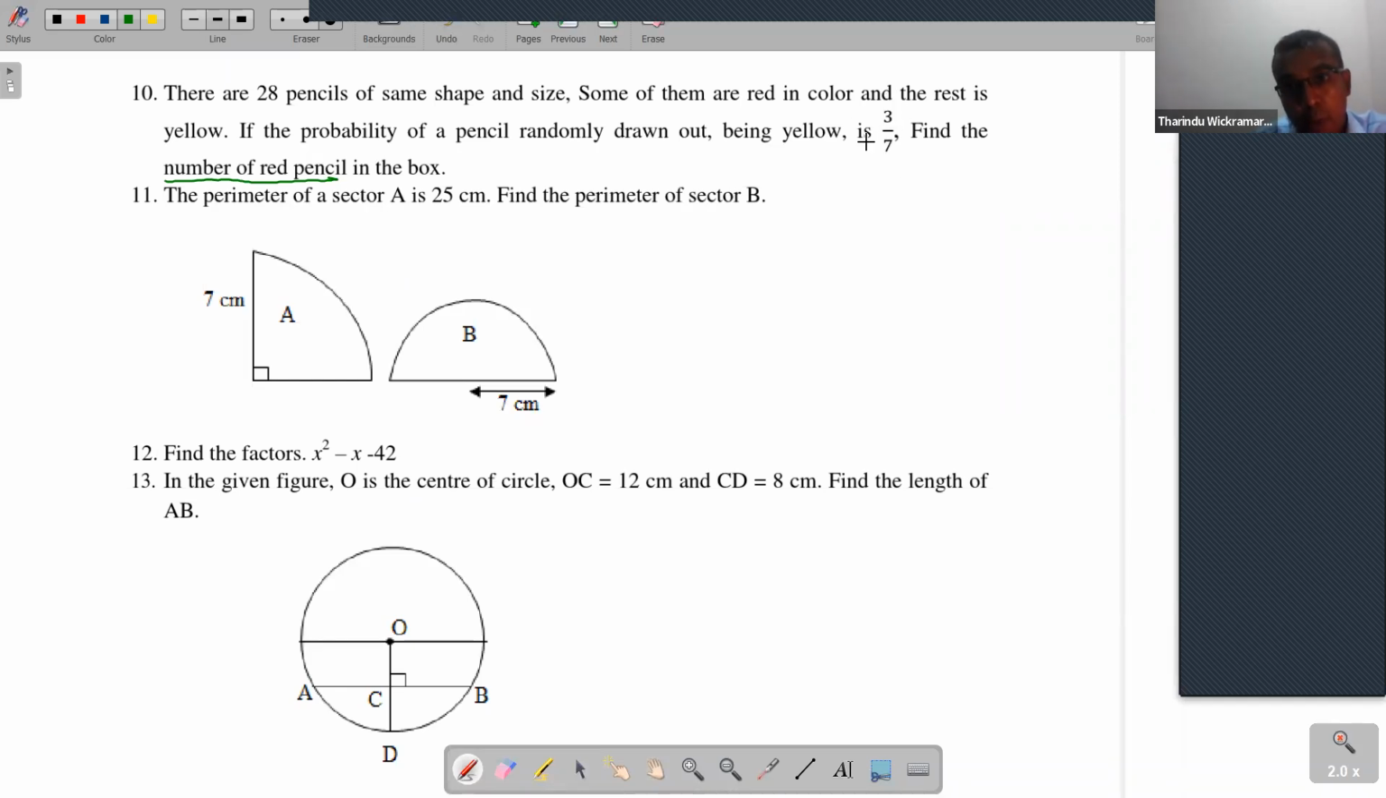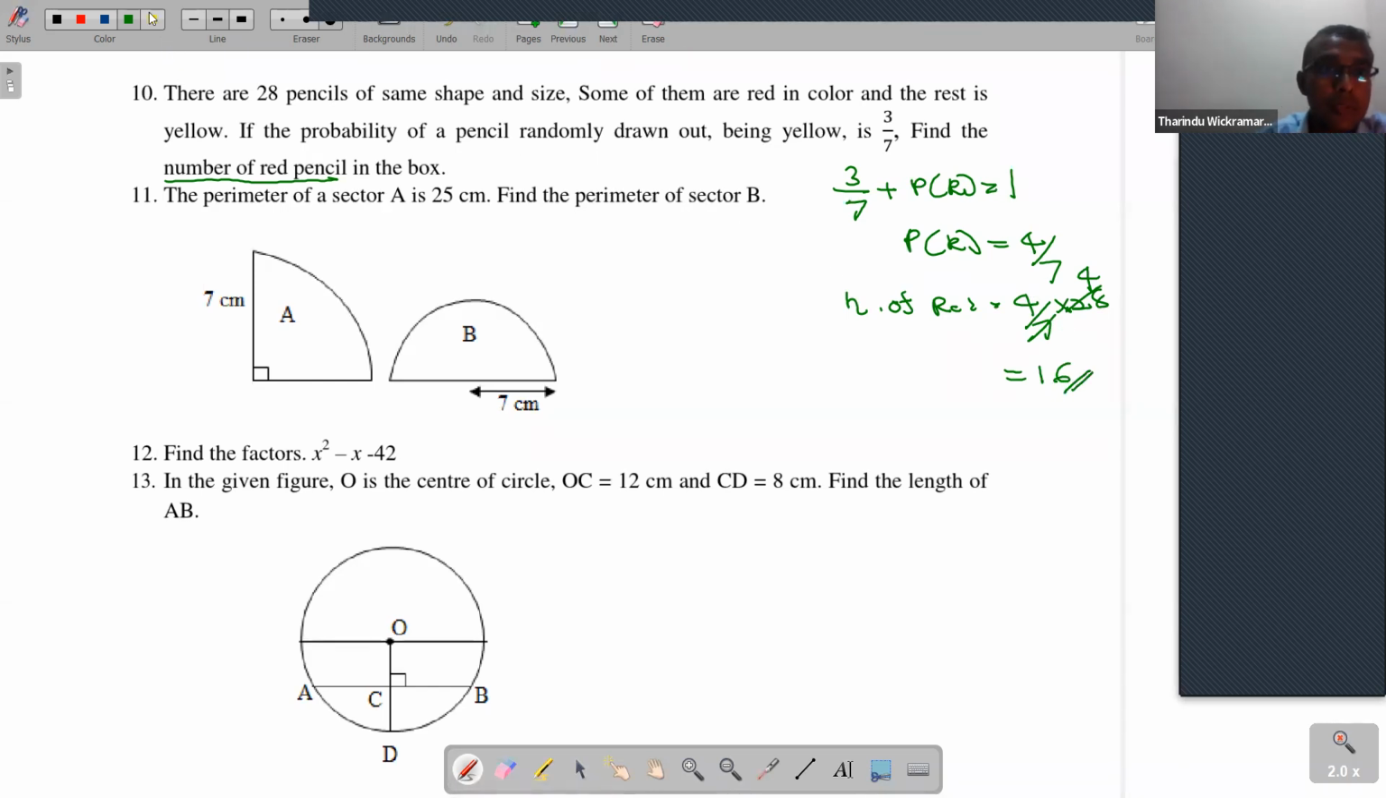So if probability of yellow pens is 3/7, altogether 1 of probability. So probability of red pens, P(R), is 1 minus 3 over 7, that is 4 over 7. So total number is 28. So number of red pens is 4 over 7 into 28. 7 times 4, so 4 into 4, 16.